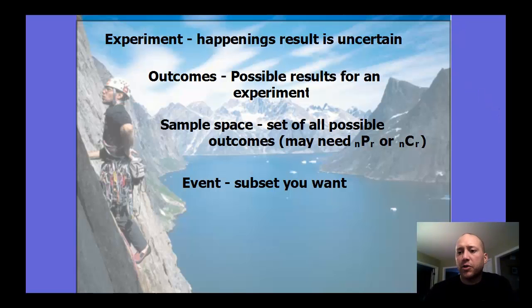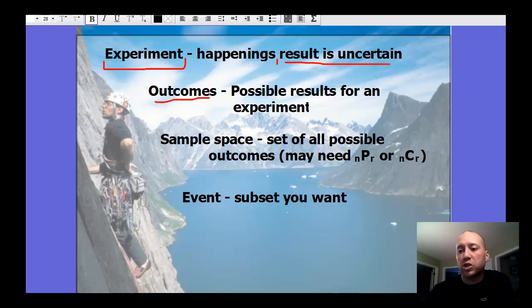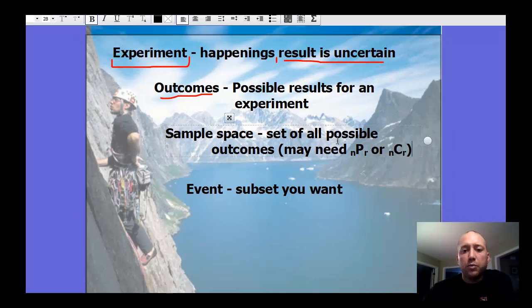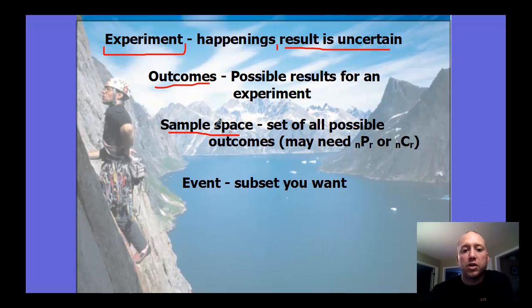So some definitions we have to make sure we understand first. The experiment is just when your happenings are uncertain. Whatever the result, the happenings or the result is uncertain. The outcomes are the possible results for an experiment, what might occur from your experiment. And then the sample space is the set of all possible outcomes, and so you're going to be able to count the actual sample space. This you need to count. And so when we count this, we may need to use the nPr, nCr to count our possible outcomes. And then the event is a subset you want. What do you want to occur?